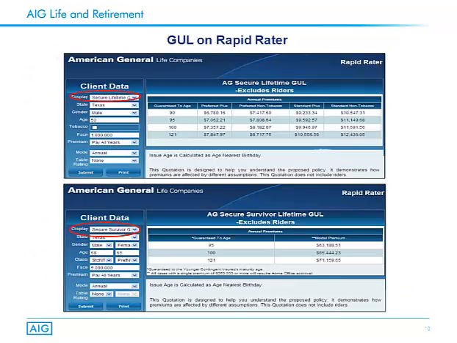Now, you can also quote this using our Rapid Rater. You can quote the Single Life Secure Lifetime GUL, or you can quote the survivorship version. When you quote the GUL product, all you're getting is a premium quote, right? You're just like the term policies. You're getting a premium quote.